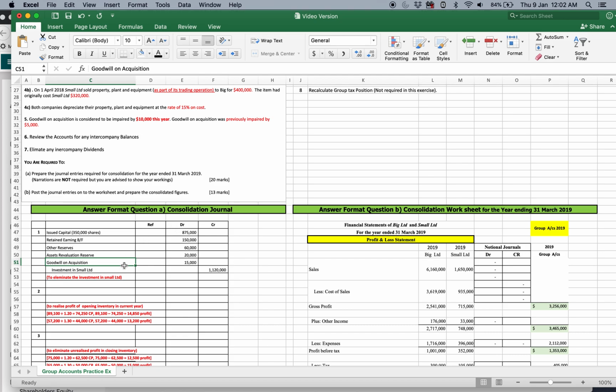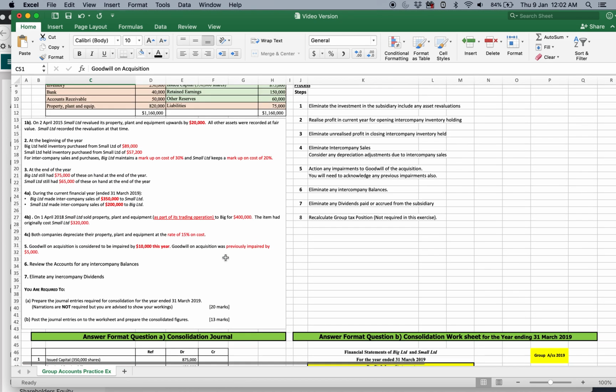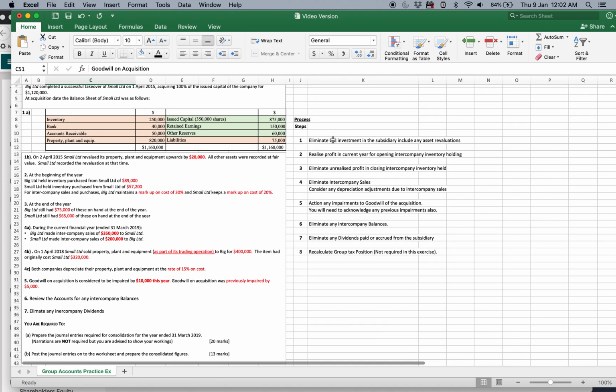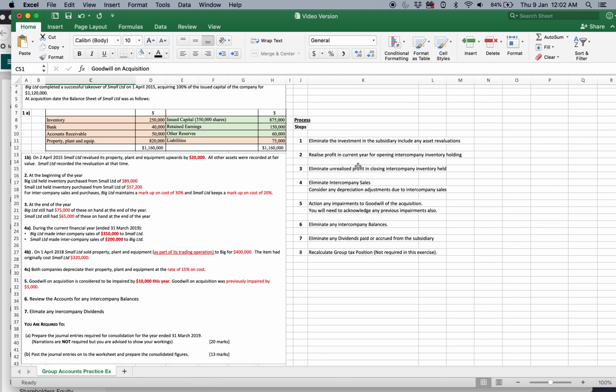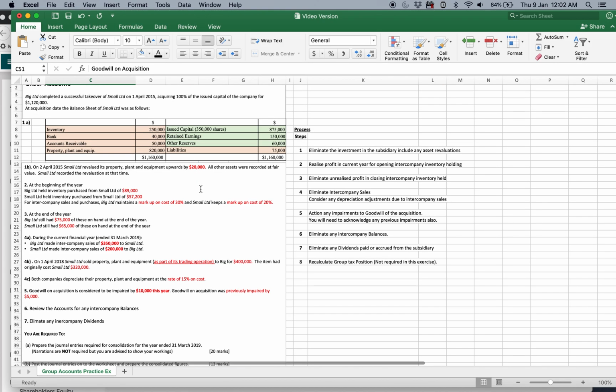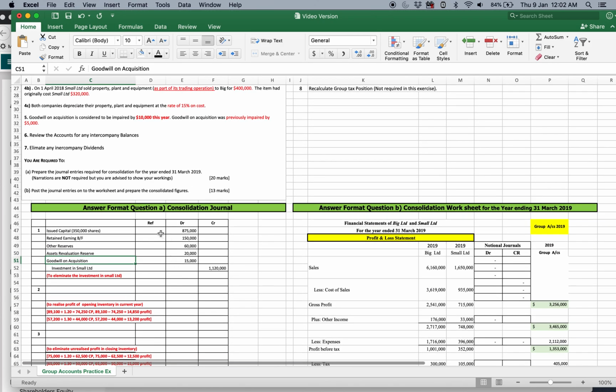Okay, so that's bringing in the acquisition, right? Eliminate the investment in the subsidiary, include any asset revaluation. So we've done 1A and 1B. Okay, I've put a reference here. You don't need to do this in the exam, but I've put this here just so that when you're looking at my answer, you can actually see where I've got the information. Obviously, you can also track, right?